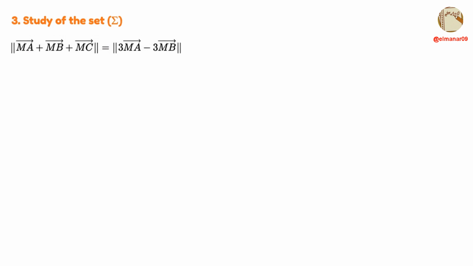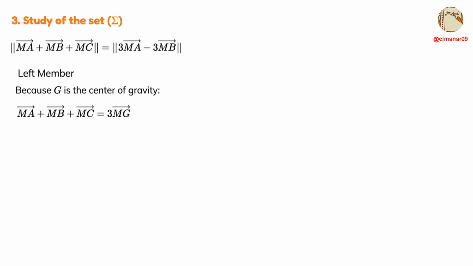On the left side of the equation, it's wonderful. Since G is the centroid of our triangle, we use that fundamental property you know by heart. The vector sum MA plus MB plus MC simplifies quite simply to 3MG. That is the magic of the centroid. It reduces complexity into a single vector.